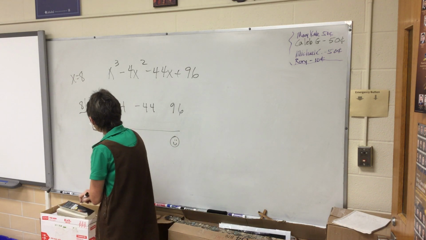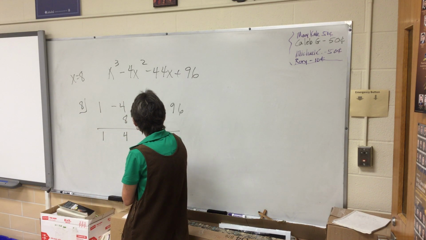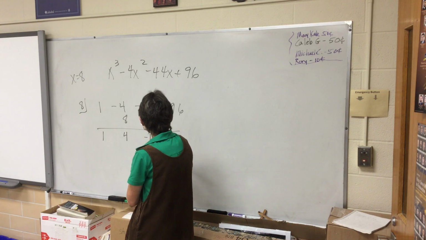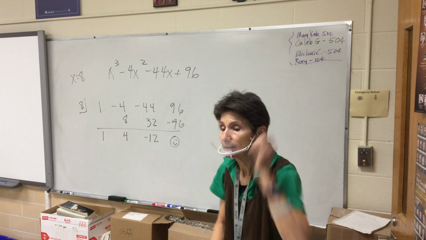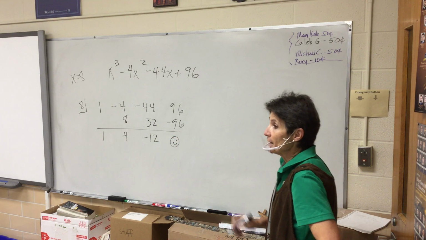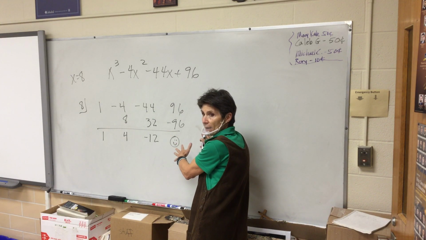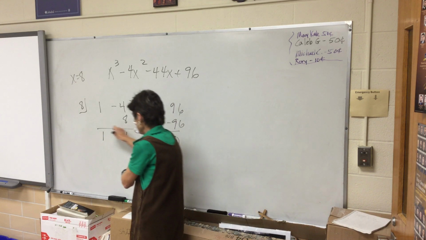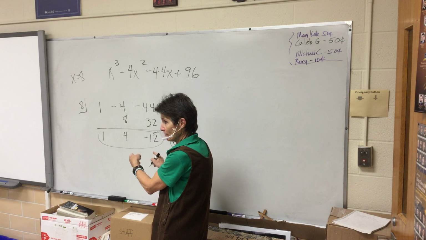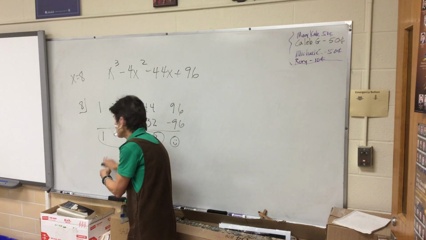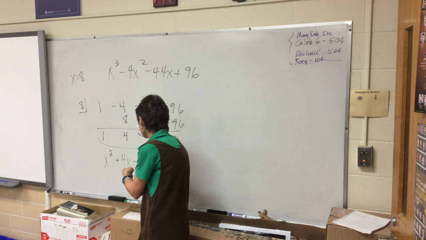Let's bring the 1 straight down. Add, we get 4. Add, we get -12. Then 12, there it is, negative 96. Those numbers are kind of big. Use a calculator if you need to. But we knew this was going to happen. This isn't the interesting part this time. This is the interesting part, because that's where my other answers are coming from. So this would be x to the second plus 4x minus 12.